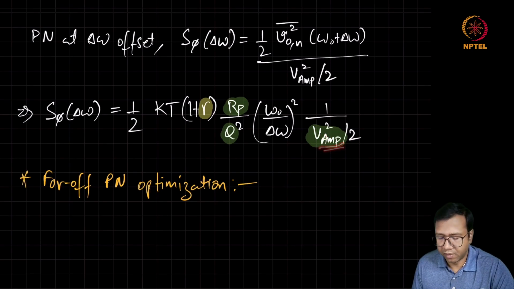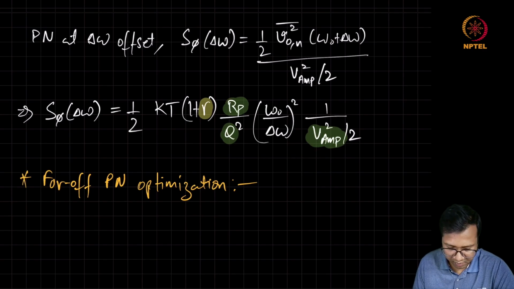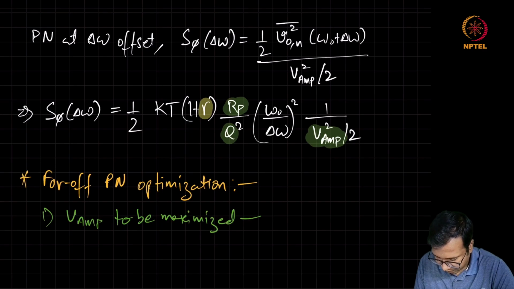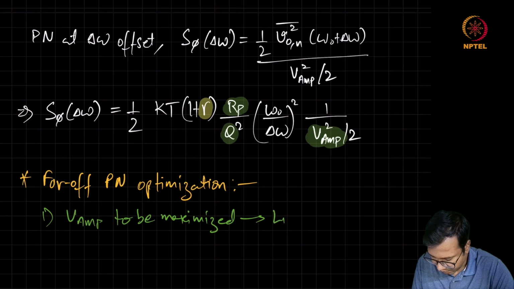there is going to be a limit. That limit is determined by the breakdown of those transistors which are present, and in some way it will be related to the supply voltage. We want to maximize this output voltage amplitude, and we know that to be maximized, but it is limited by breakdown.